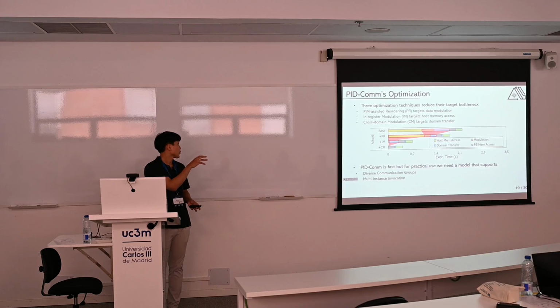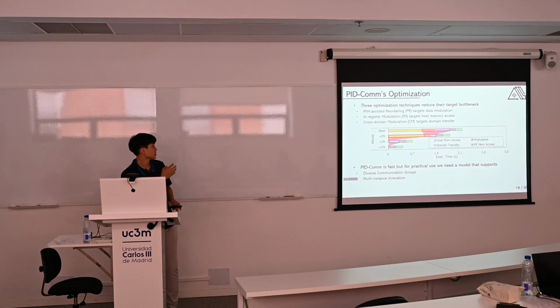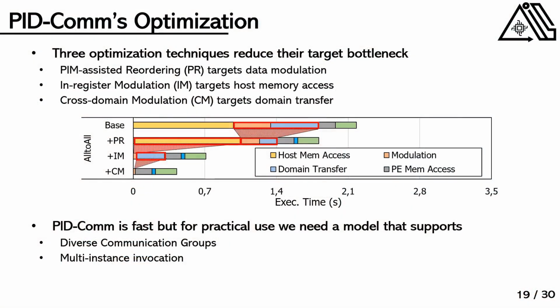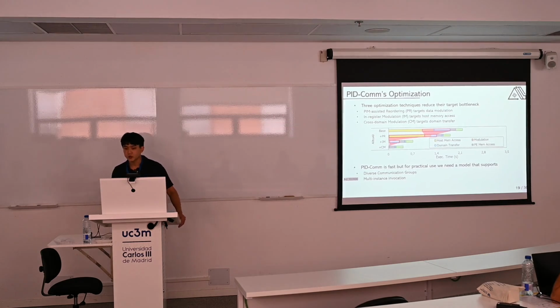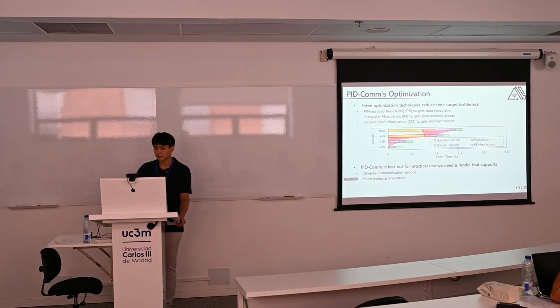Overall, PID-Comm's 3 optimization techniques successfully reduced their target bottlenecks, bringing extreme speedup. But speedup is not enough for us to use the collective primitives in practical situations. So what we need more is a new communication model that supports diverse communication groups and multi-instance invocations.